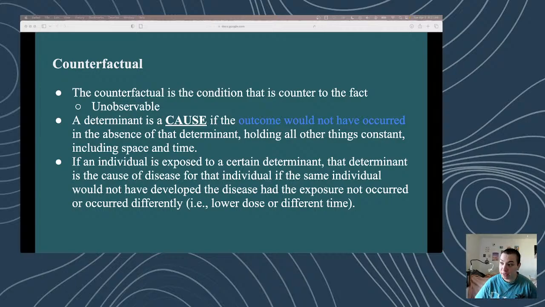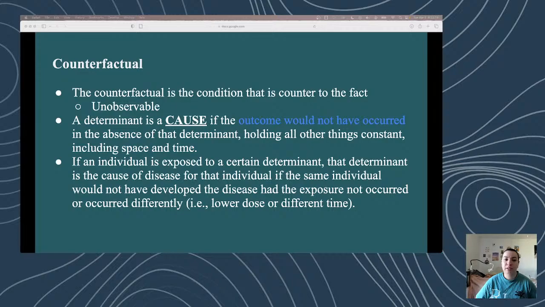And we can say that a determinant or an associated exposure is a cause if the outcome would not have occurred. If in the counterfactual universe, Jimmy doesn't pick up his phone, doesn't get into an accident, then the text caused the accident. Right? It's a cause then, if in the absence of that determinant, holding all other things constant, including time and space, the outcome would not have occurred.